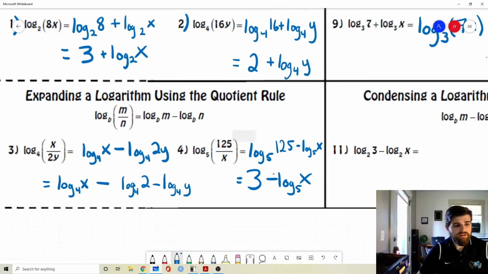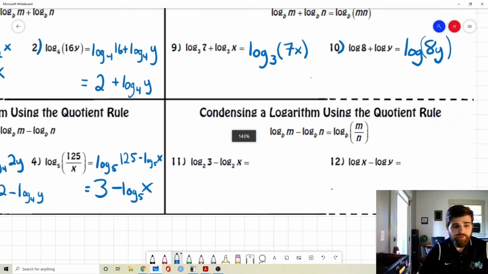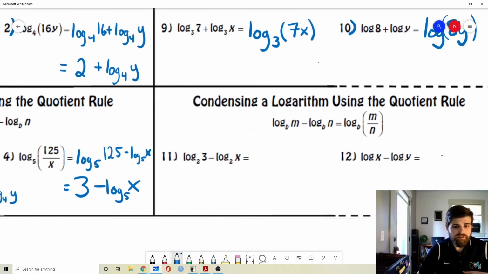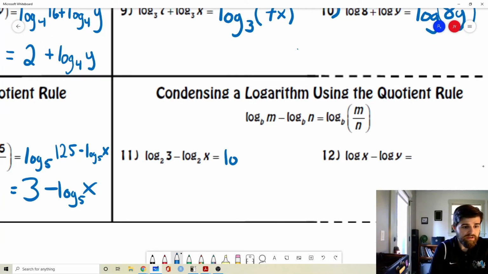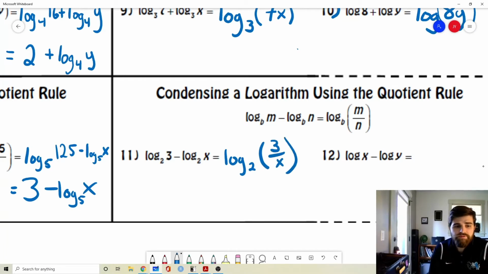Okay, and just like with the product rule, we can go the other direction with this. If I have 2 logs being subtracted, and as long as those logs have the same base, then I can put them together. Okay, so this is pretty straightforward. Log of 3 minus log of x becomes log of 3 over x, all of which have a base of 2. Over here we have some common logs, so I can put these together. Log of x over y.